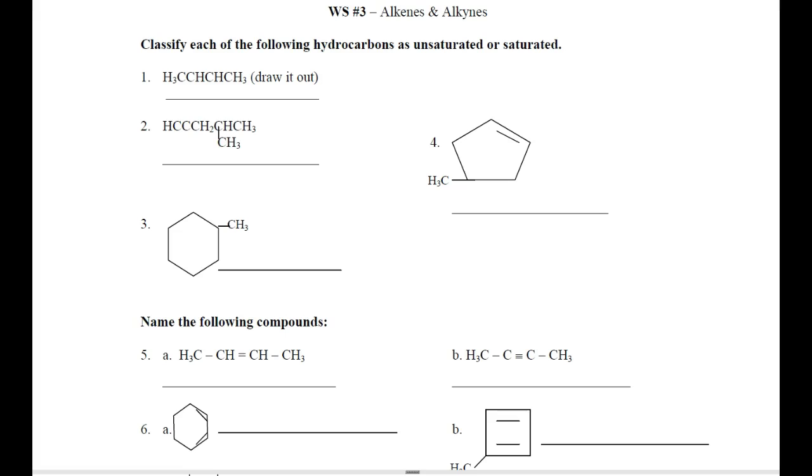Let's look at these other ones. Number 3 is saturated, because there's no double bonds, and 4 is unsaturated because it has that double bond. Let's see if we can name these real quick. This one would be 1-methylcyclohexane because they're all single bonds.